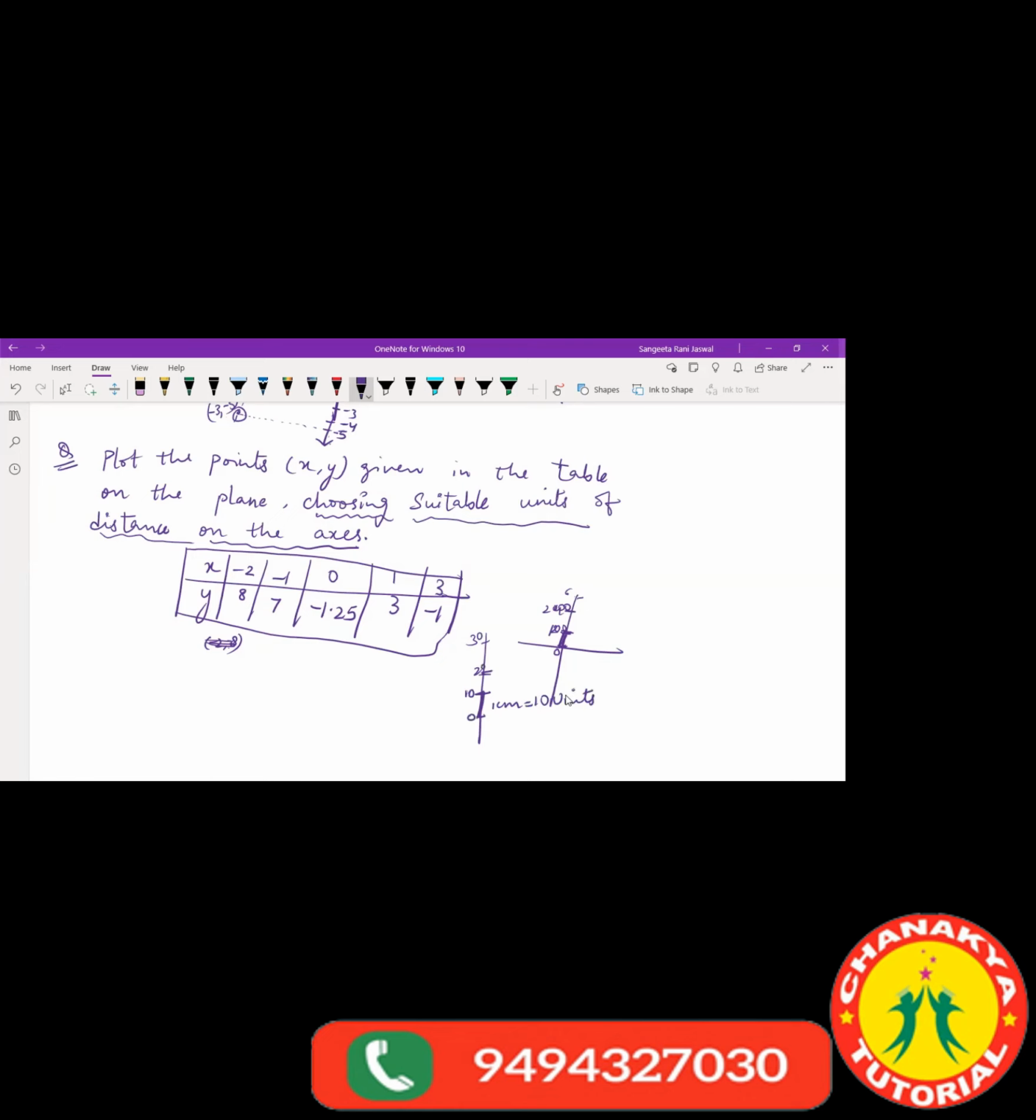Ma'am, does it mean here we cannot take 0.25 or 0.5 because there is a number 8? I'll show you. Okay. So in this case, we don't need to choose any suitable unit because the numbers are very small. So we don't need them. Here everything will fit in our paper.